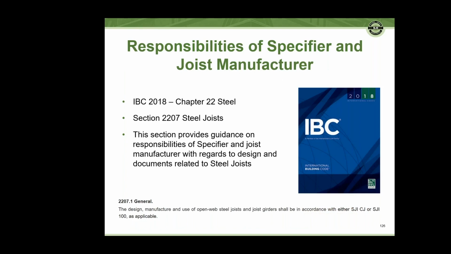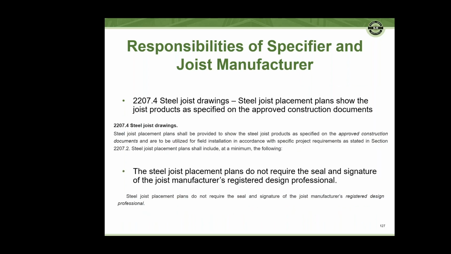We'll move on and touch on a few things related to responsibilities, and what we're presenting here is some excerpts from the IBC, and the specific section related to joists is section 2207, and it provides some guidance on the responsibilities of the specifier and the joist manufacturer and the contract drawings. So section 2207.4 is specific to the steel joist placement drawings and what would be on there. The key point that I want to highlight here is the statement that the steel joist placement plans do not require the seal and signature of the joist manufacturer's registered design professional.